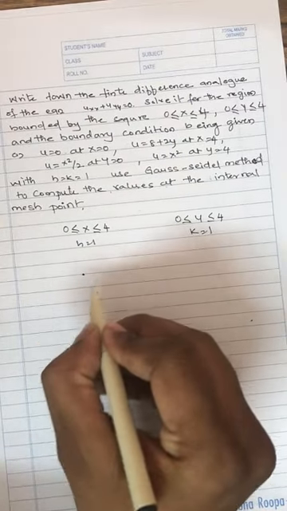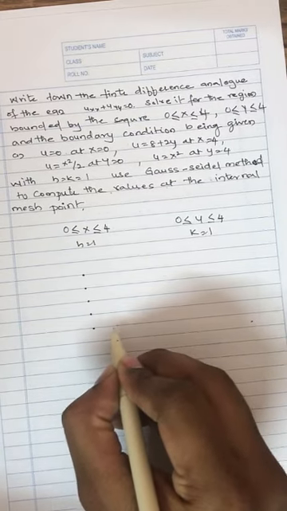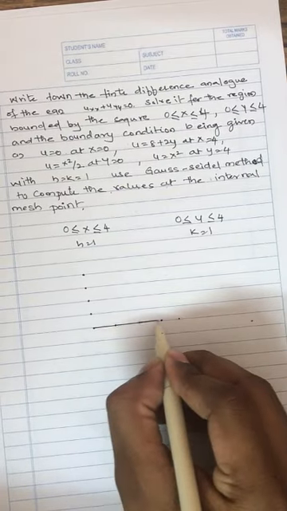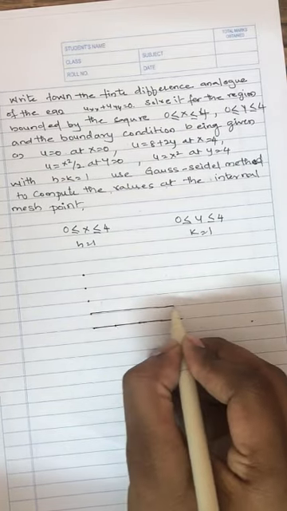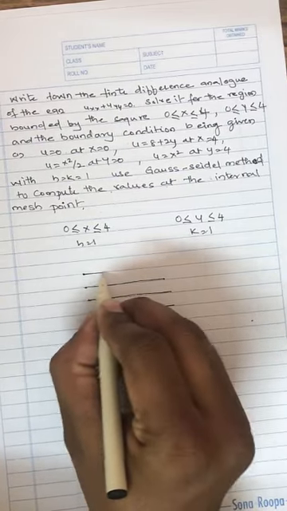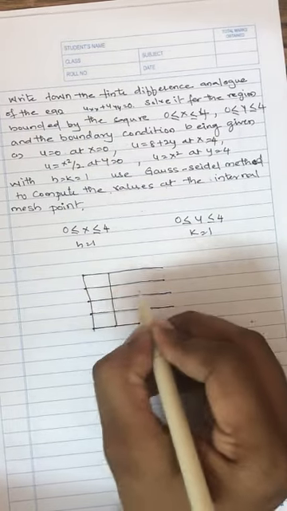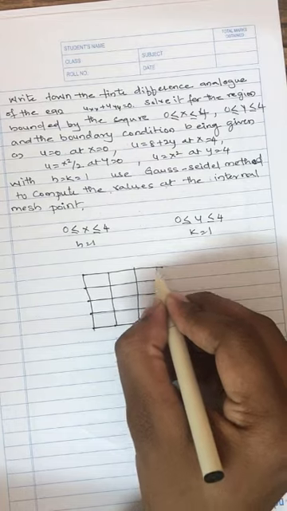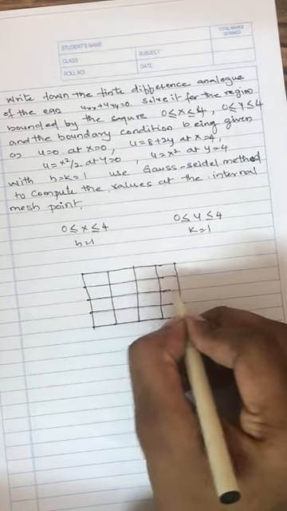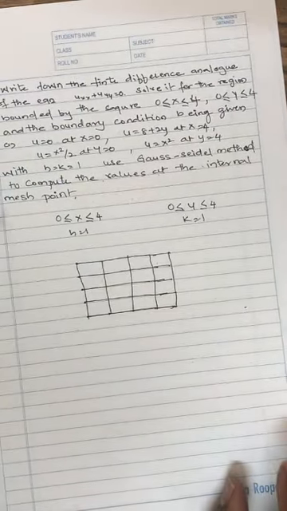So 0, 1, 2, 3, 4. Similarly 0, 1, 2, 3, 4. So this is the first grid, the second grid, the third grid, and this is the fourth grid. Similarly first grid, second grid, third grid and the fourth grid. Either they'll give the mesh or they'll give the boundary condition, and based on that we have to form the mesh.